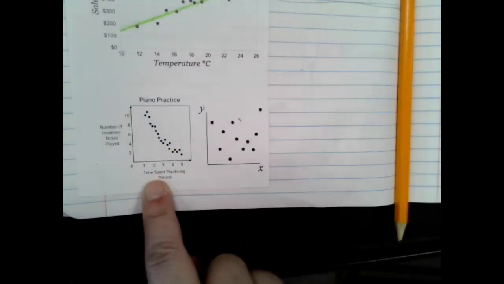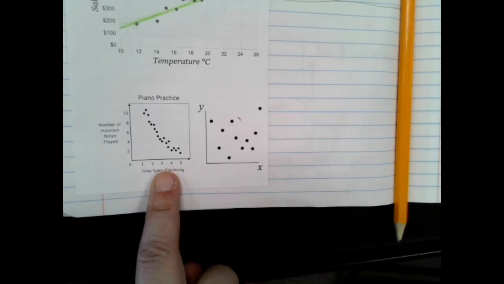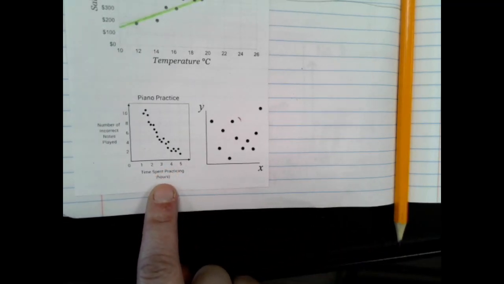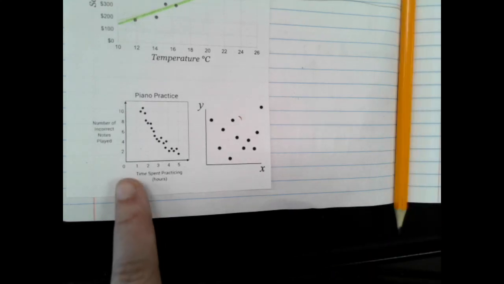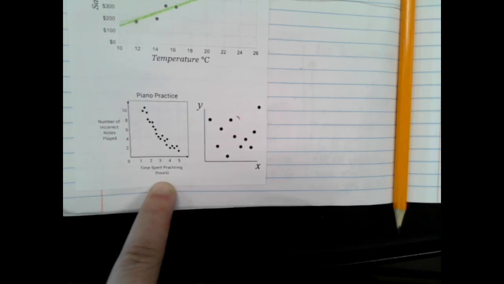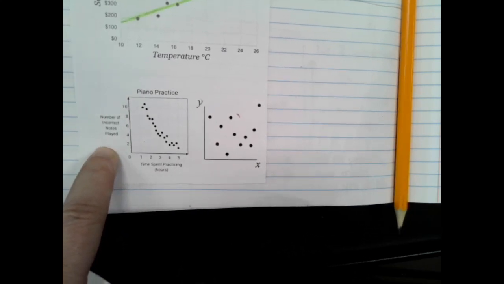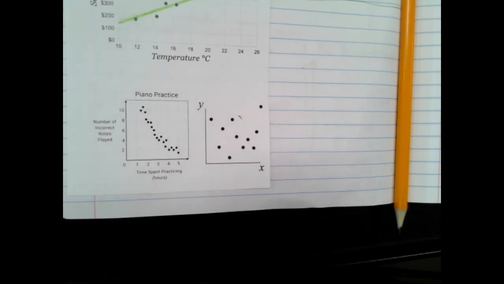Okay, this one, it says piano practice. Is this a positive or a negative correlation? Negative. So which direction should our slope be? Down. Does it make sense that as we spend more time practicing, the number of incorrect notes goes down? Yeah, that's our mistakes. Our number of mistakes should go down the longer we practice.